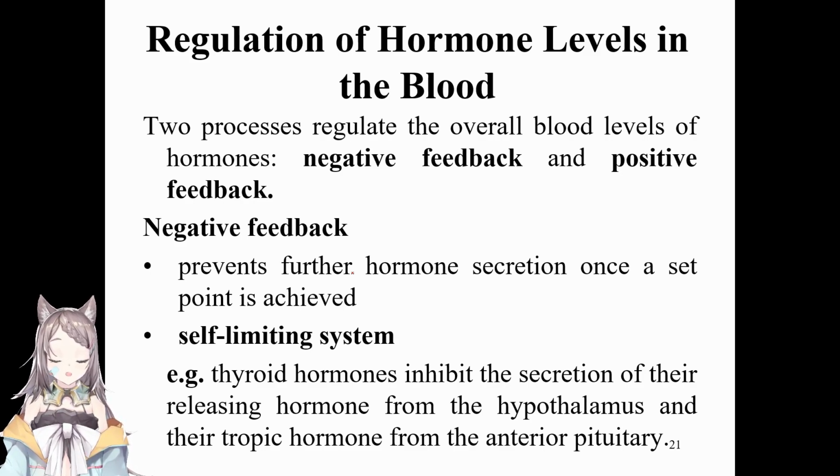An example is your thyroid hormones, which inhibit the secretion of releasing hormones from the hypothalamus and their tropic hormone from the anterior pituitary. Meaning, there are hormones that cause the release of thyroid hormones. If there is too much thyroid hormone, it will trigger the stopping of the release of the hormones that produce thyroid hormone. Meaning, if it reaches a certain point, it will enact a way to stop more of that hormone.